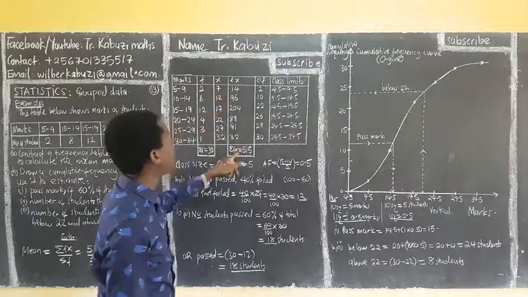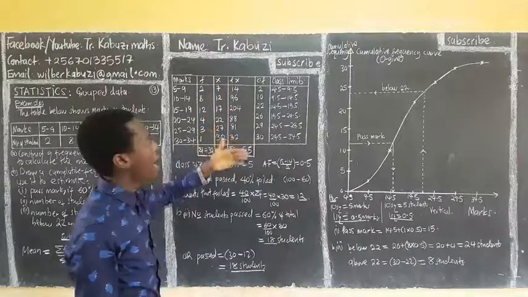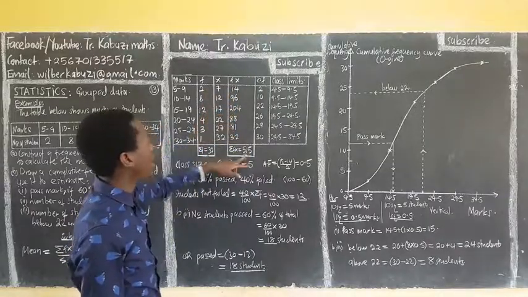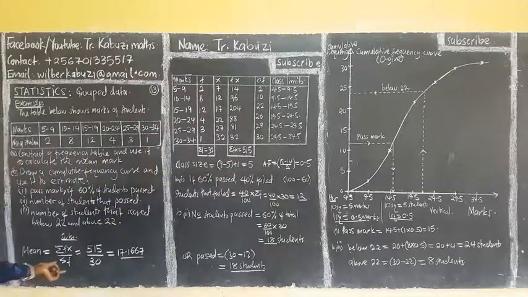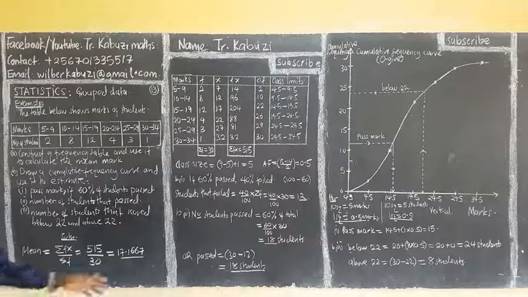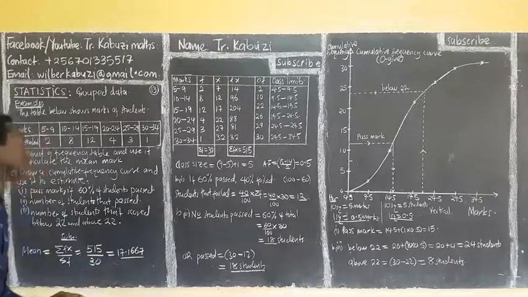Then after, you sum them. Summing means you add. So when you add everything here, you get this. Then you substitute in our formula for the mean, and this is the mark. We get that this was the mean mark. Mean means that most of the students scored a mark almost similar to 17, for example.